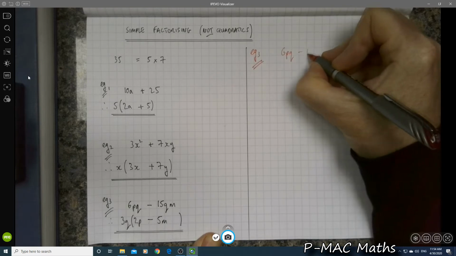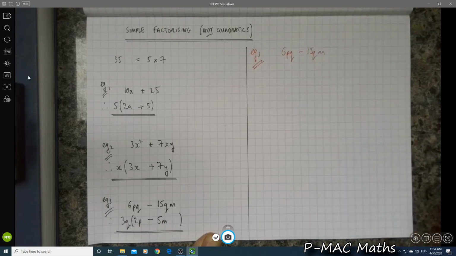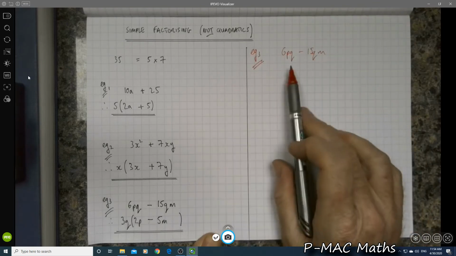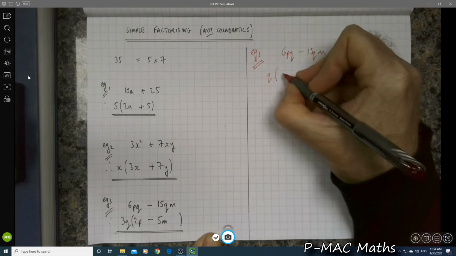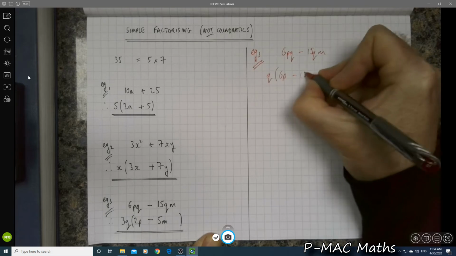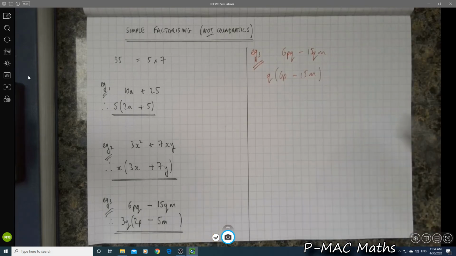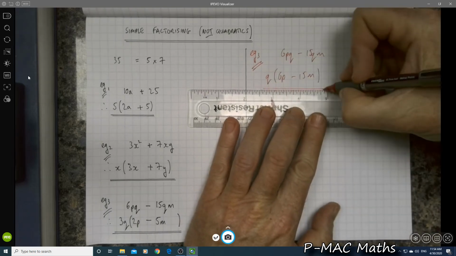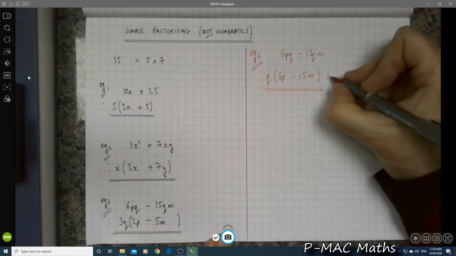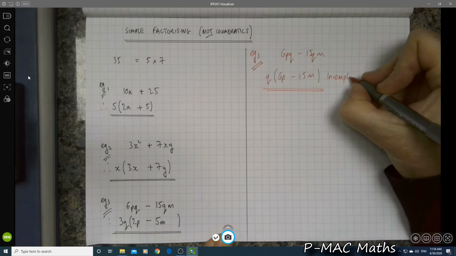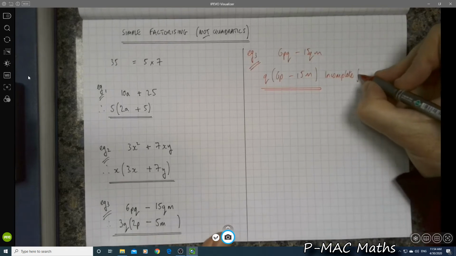6pq minus 15qm. You might have scanned this and gone, oh look, q in both terms, I know what I'm doing here. Q brackets 6p minus 15m, job's a good one. But this would be an incomplete factorization.